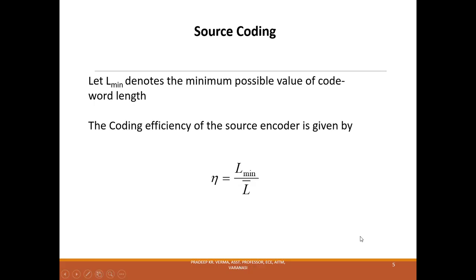Now, if we want to calculate the efficiency of the source coding technique we are using, we can calculate it by the formula eta is equal to L minimum upon the average code word length that we have calculated in the previous slide. And L minimum is nothing but the entropy of the random variable or discrete memoryless source.